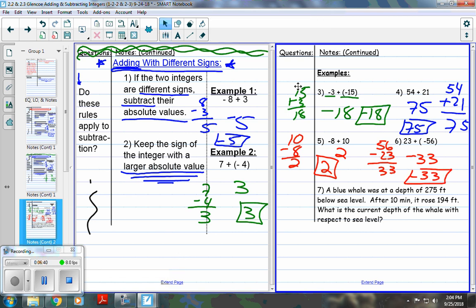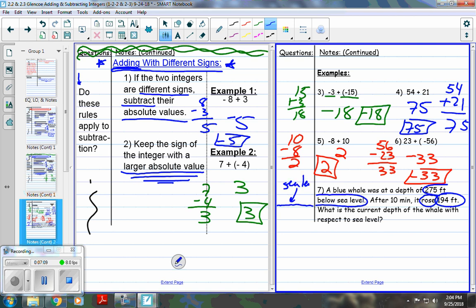So the challenge in this word problem is realizing that it is talking about negative and positive numbers with these words below sea level, rose 194 feet. So we're going to translate this from left to right. So a blue whale was at a depth of 275 below sea level. In any geography, they always consider sea level to be 0. 0 feet high. Sea level is 0 feet high. So anytime you go below 0 feet or sea level, you should have a negative number.